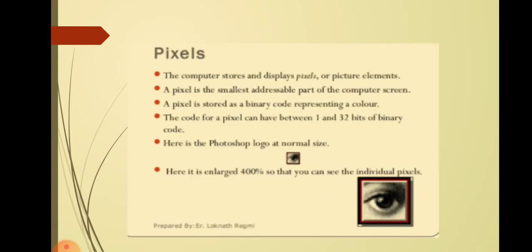Pixels. What is meant by pixel? The computer stores and displays pixels or picture elements. A pixel is the smallest addressable part of the computer screen displayed by the monitor. A pixel is stored as a binary code representing a color using RGB color. Red, blue, white, black, these are the RGB colors used for the pixel. The code for a pixel can have between 1 and 32 bits of binary code.